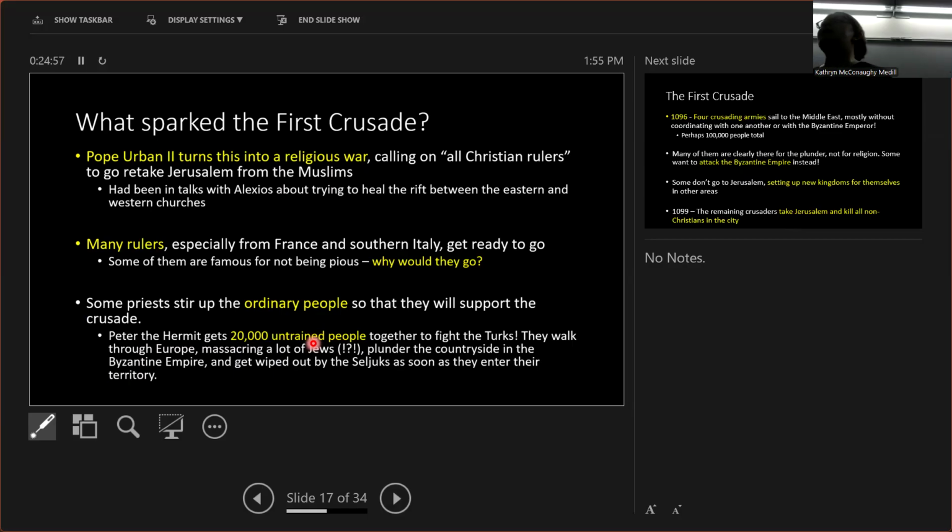Okay, what do you guys think about this? Why might these European rulers who aren't actually following the Christian faith, why would they want to be part of a crusade? Why would they do that?